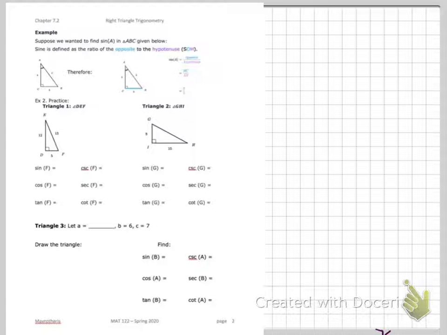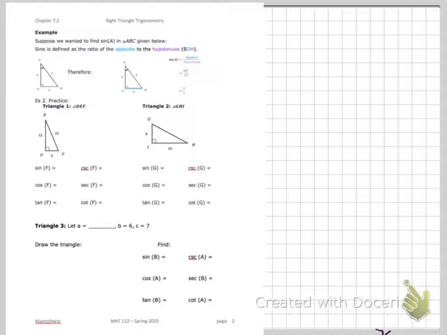Okay, this is chapter 7.2, page 2 of the notes. Hopefully you've had a little bit of time to digest what was on page 1, and this is making a little bit of sense. So let's zoom in on the top here. Suppose we want to find the sine of A in triangle ABC.